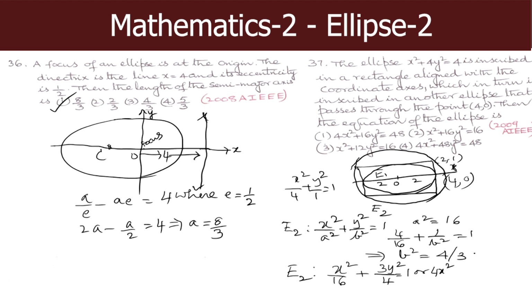1 minus 1 by 4 is 3 by 4, with the point (2, 1), and 4 by a square is 16. So, 1 by 4, 1 minus 1 by 4, 3 by 4 is 4 by 3. So, b square is 4 by 3. So, x square plus, not 4x square, 16 is the LCM, x square plus 12y square equal to 16. So, that is the ellipse E2 with a square and b square values given by 16 and 4 by 3, x square plus 12y square equal to 16. That is the option 3.